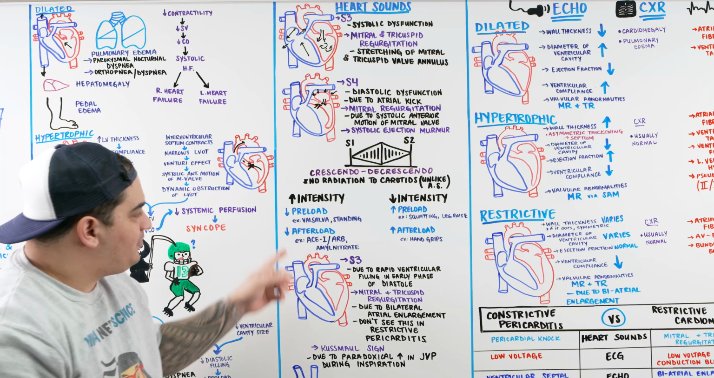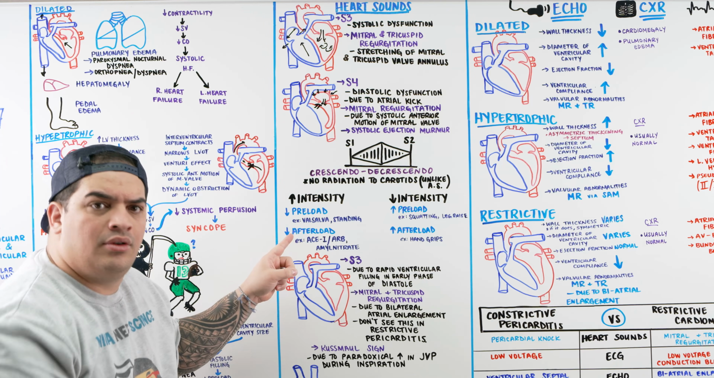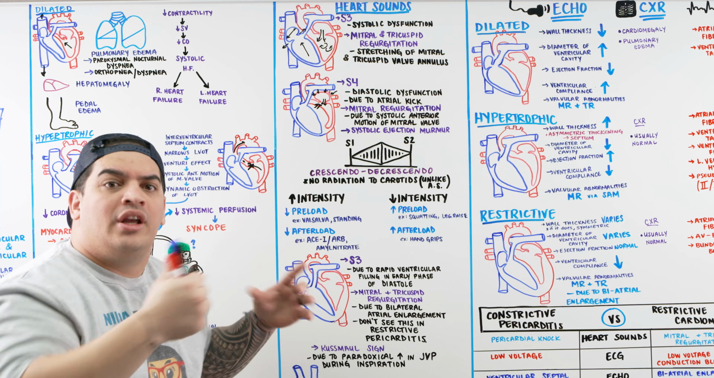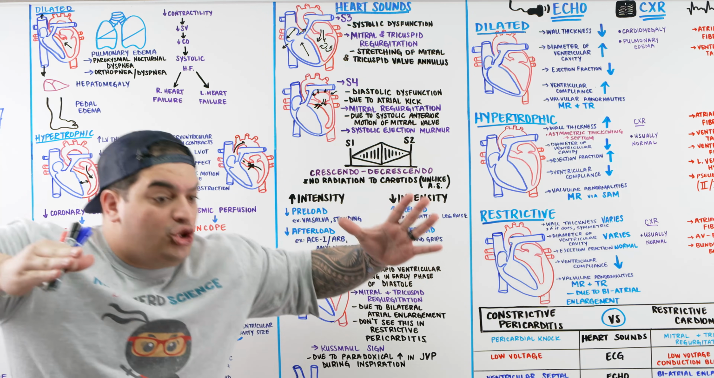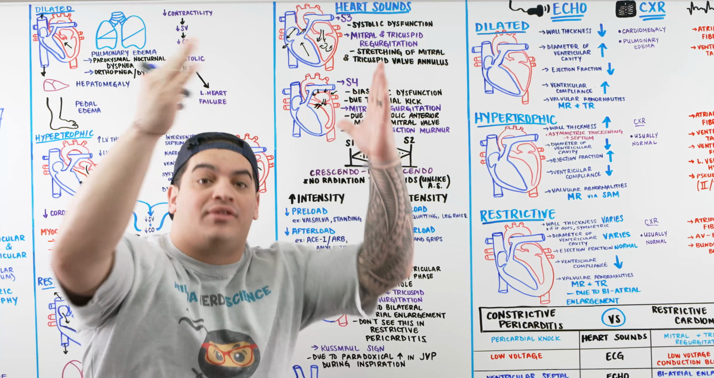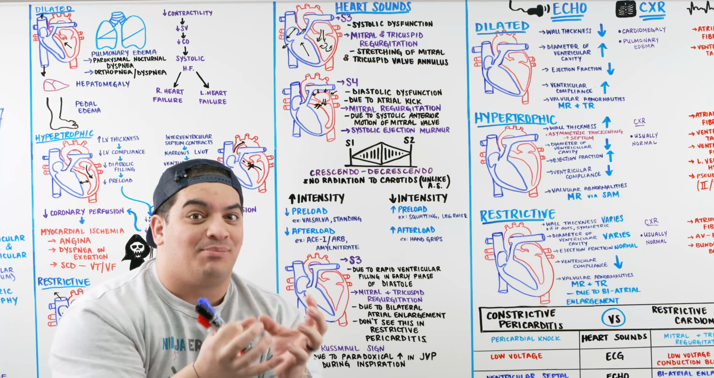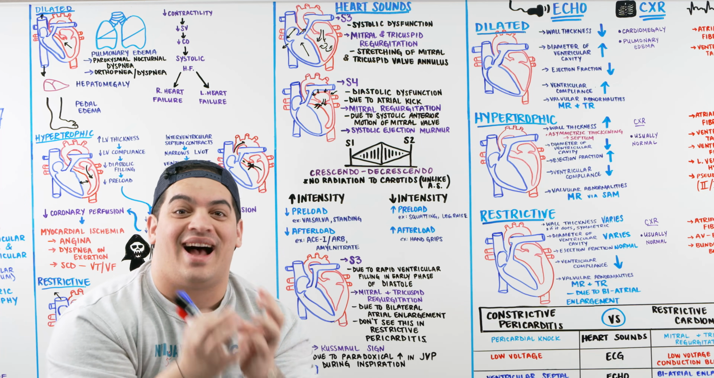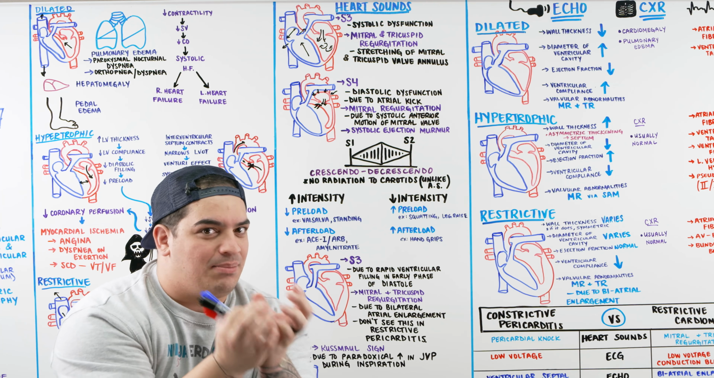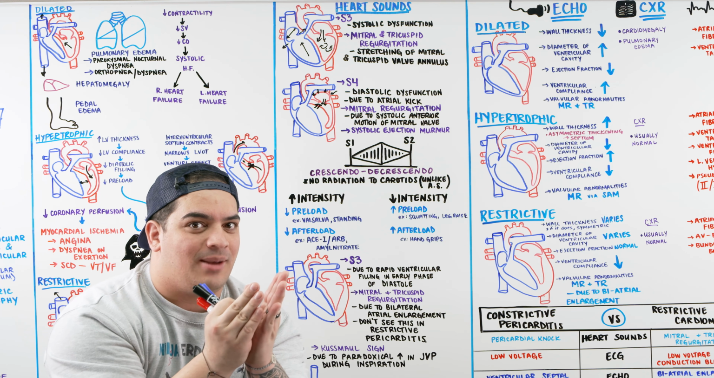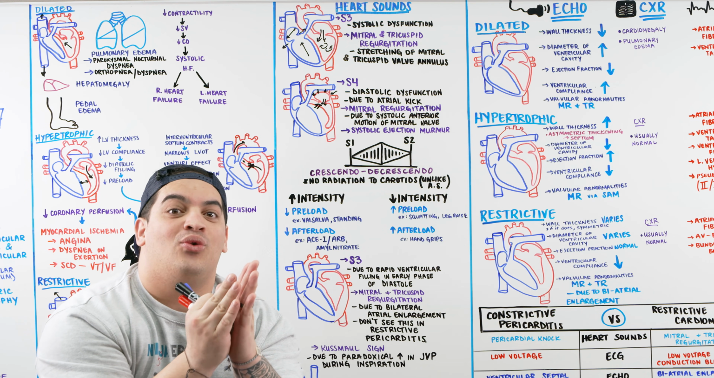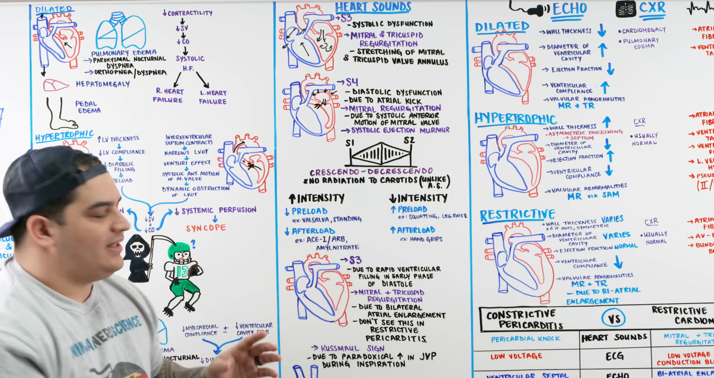Now, think about this. If afterload is going down, stroke volume will go up. If your stroke volume goes up, that means that you eject more blood out of the heart. That means less blood is sitting in the heart during diastole then. If there's less blood sitting in the heart during diastole, what's that going to do to the obstruction then again? It's going to worsen it. And that's going to worsen the intensity of the murmur.